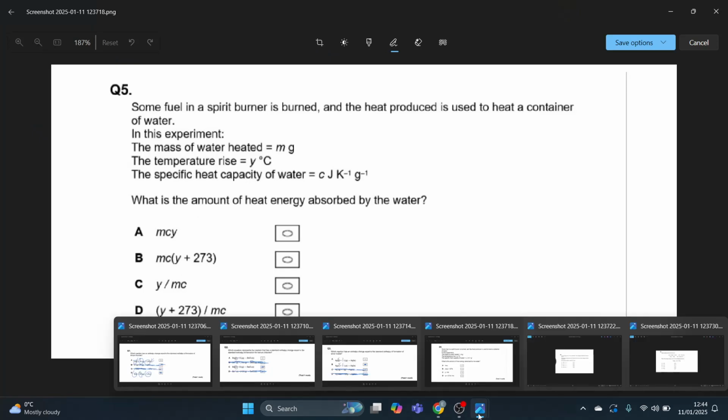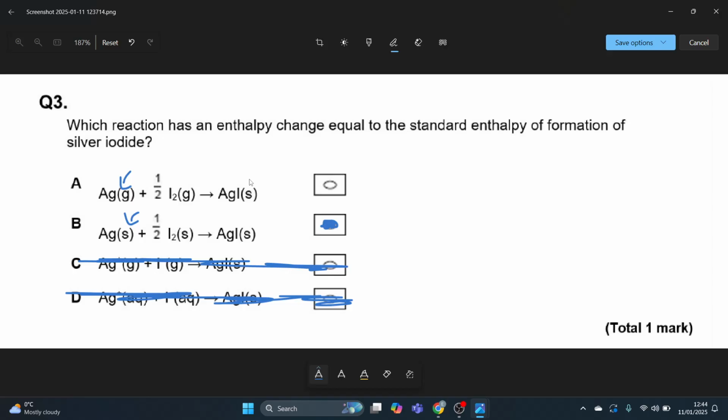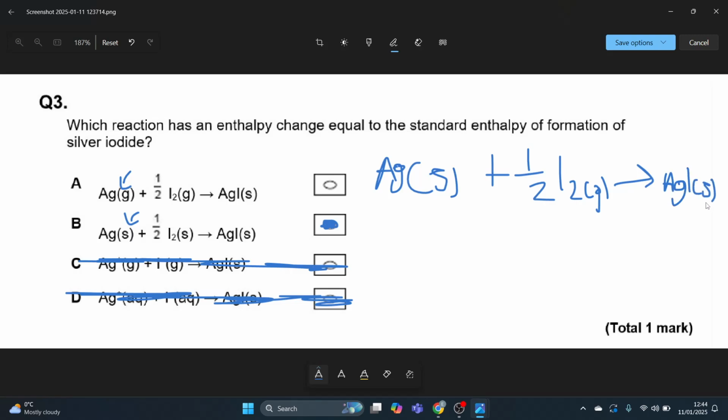Just one thing before I carry on. There is one more type of question they can ask you for this small subtopic, standard enthalpy multiple choice questions. Let me just show you an example right now. Ag solid. Let's say this was A, this is B. So you've crossed out C and D, and what they do now is, I think I've seen this in the 2023 AS level paper 1. But I'm going to be going through all the multiple choice questions from the past papers again anyway, so I'll probably go through this again.